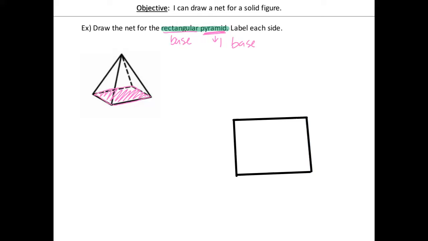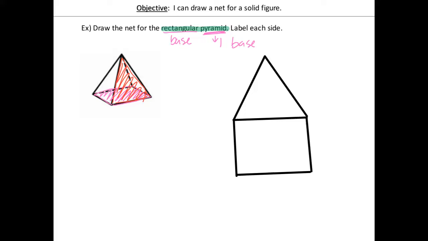Okay, and then what do you guys notice about the sides? What shape are the sides? Triangles, right? Notice I have my front side right here is a triangle, but it's going to have a longer side than the left and the right ones are, right? So I'm going to draw my triangle this way. That's going to be like the front side.